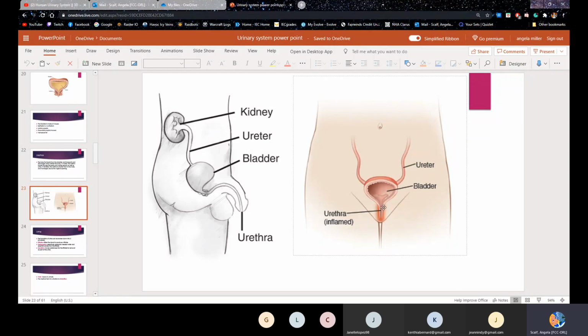And if it's not treated, it can lead up, believe it or not, and that bacteria or infection can travel into the bladder and all the way up into the ureters and affect the kidneys. So we want to avoid that. We're going to talk a bunch about urinary tract infections.